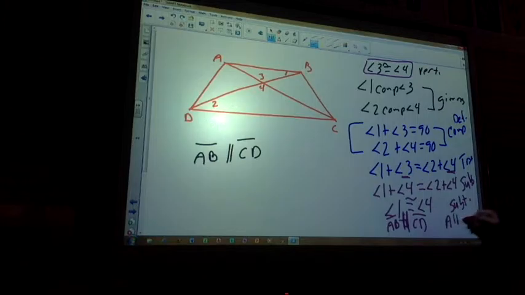Now, why can I say that AB is parallel to CD? Alternate interior angles congruent. You can. Do we have a testimony with them? Yes.